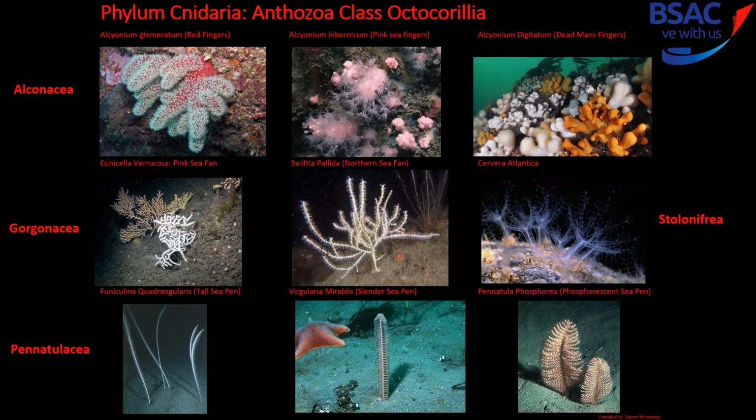millimeters tall. In the bottom row we have the Pennatulacea, which are sea pens, and we have the tall sea pen, which can grow 2 meters tall, the slender sea pen, and finally on the bottom right is the phosphorescent sea pen.